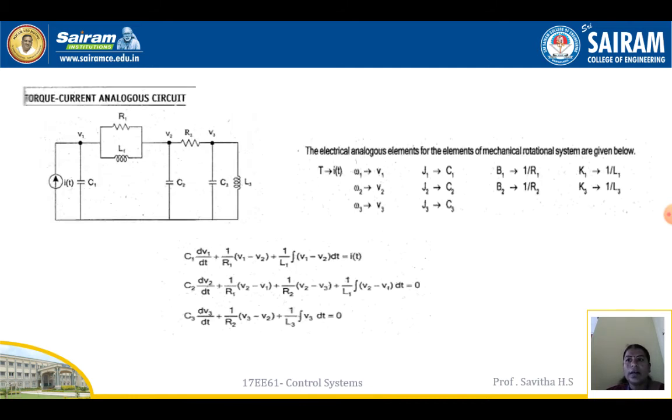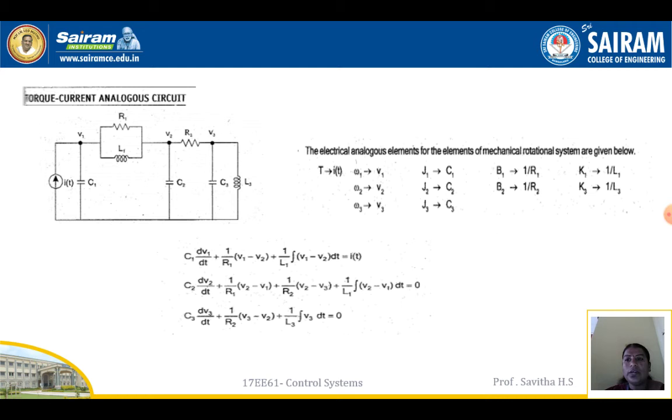Then the torque current analogous circuit says here J1, J2, J3 are replaced by C1, C2, C3, B1 and B2 by 1 by R1 and 1 by R2, K1 and K3 by 1 by L1 and 1 by L3. So we'll write the expressions for node 1 as C1 dV1 by dt plus 1 by R1 V1 minus V2 plus 1 by L1 integration of V1 minus V2 into dt is equal to I of t.